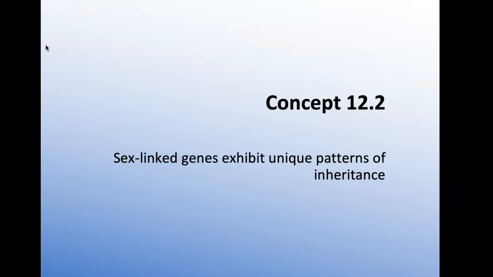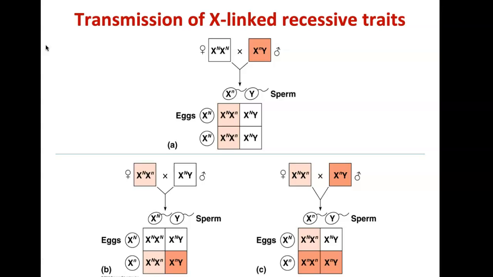Chapter 12, Section 2 covers sex-linked genes that are on the X and the Y chromosome and how these genes exhibit unique patterns of inheritance. This diagram shows you how X or sex-linked recessive traits can be passed on to offspring.